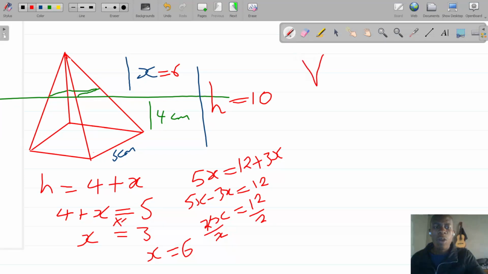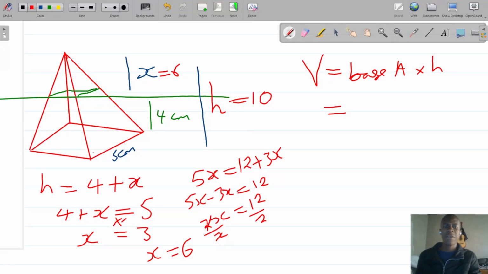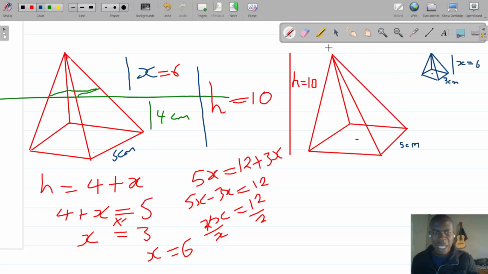So volume of the original shape will be equal to base area times the height. Okay, the base area, we are finding the area of this cube here. I think I should rewrite everything. Let me redraw the diagrams. So I have just written out the dimensions.